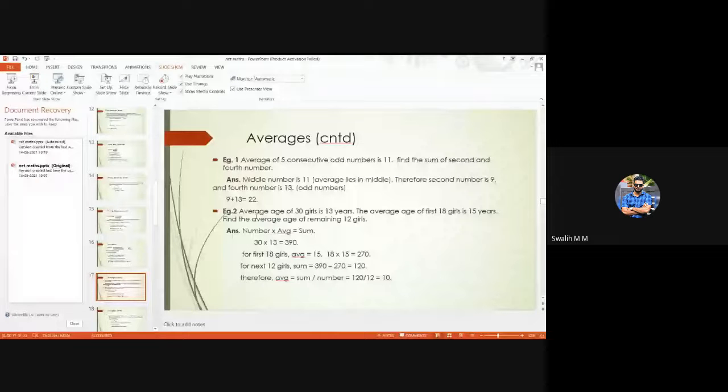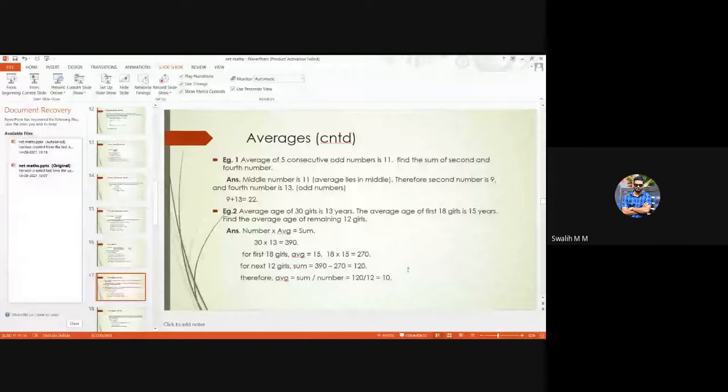Average is sum by number. So there are 30 girls, and the average is 13, so the total sum would be 390. The sum of ages of all the girls in the class would be 390. With that, we can use the first 18. For the first 18 girls, the average is given as 15, so 18 into 15, 270. What we need to find is the next 12 girls' average. We know the total, and we know the first 18 girls. We subtract, and we get the total sum of the next 12 girls, 120. And the average, obviously, is sum by number. The sum is 120, the number is 12, you get 10.